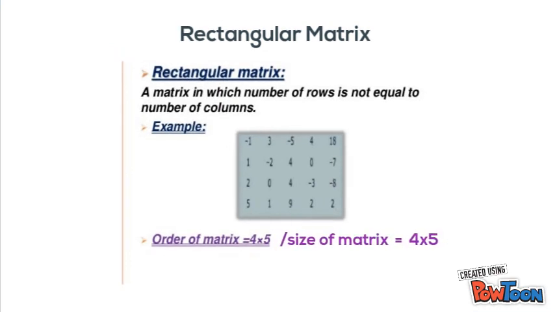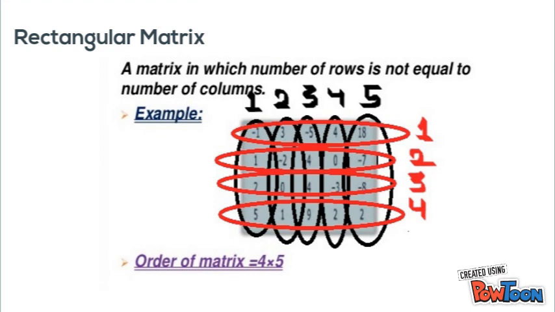Third one is rectangular matrix. If the number of rows is not equal to the number of columns, then it will be known as a rectangular matrix. So, let's take this example. If you calculate, the number of rows, which is marked by red color, is equal to 4 and the number of columns, which is marked by black color, is equal to 5. So the number of rows does not equal the number of columns, therefore this matrix is called a rectangular matrix.